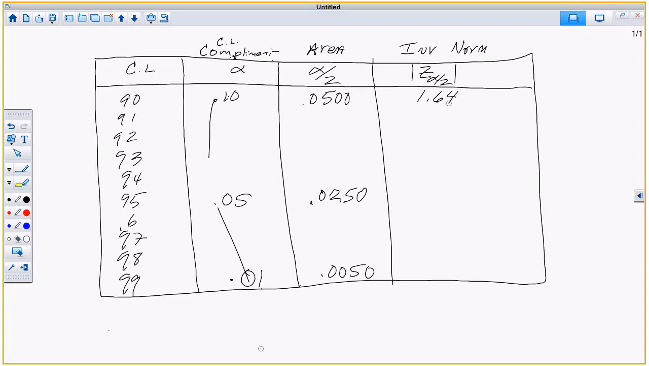Okay? And now somebody do inverse norm for 0.0250.